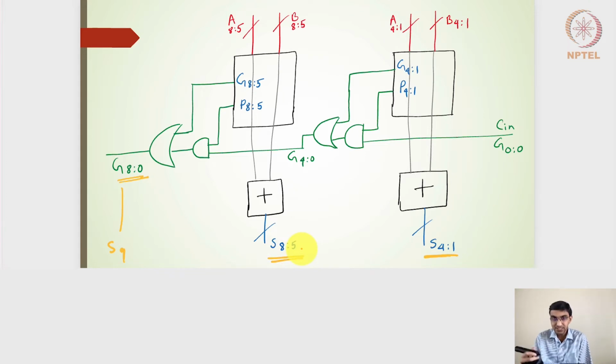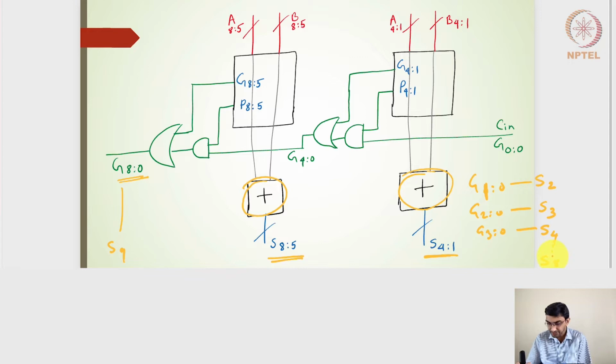So what it really has to do is, internally in this particular adder, generate G0:0, which is anyways made available, G1:0, G2:0, G3:0, so that after the XOR operation here, it will give me S2, S3, S4, and so on. So we want all the sum bits from S1 to S8. To generate S1 to S8, we need all these individual group generate bits.